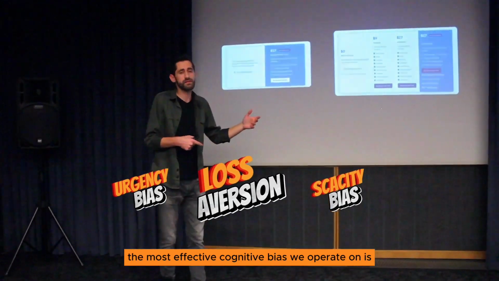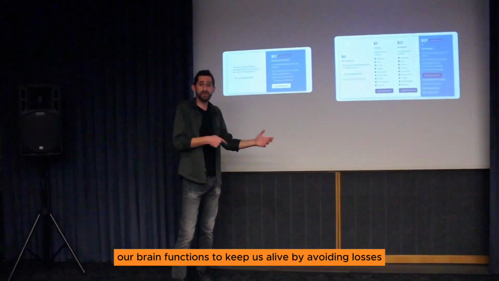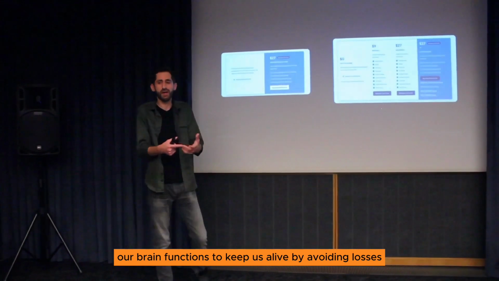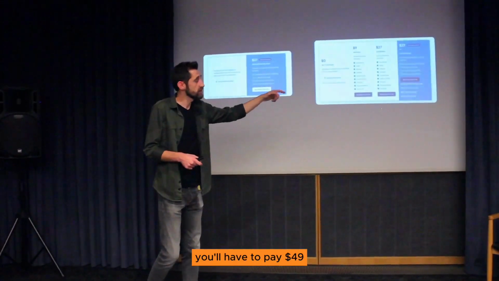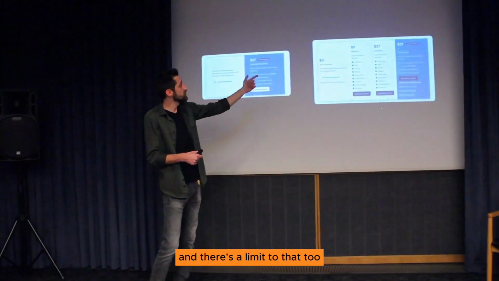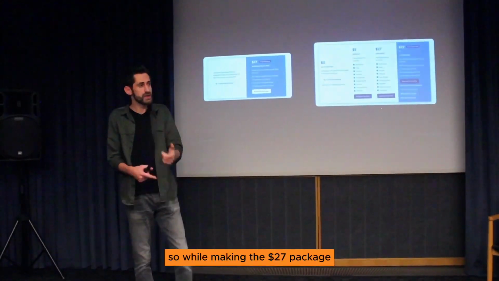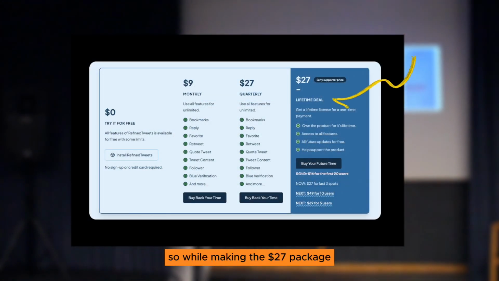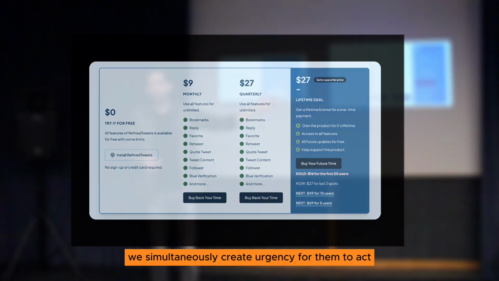The most effective cognitive bias we operate on is avoiding losses. Our brain functions to keep us alive by avoiding losses. So, we say, if you miss out on $27, you'll have to pay $49. And there's a limit to that too. In the next step, both the price increases and the limit decreases. So, while making the $27 package more appealing to the user, we simultaneously create urgency for them to act now.